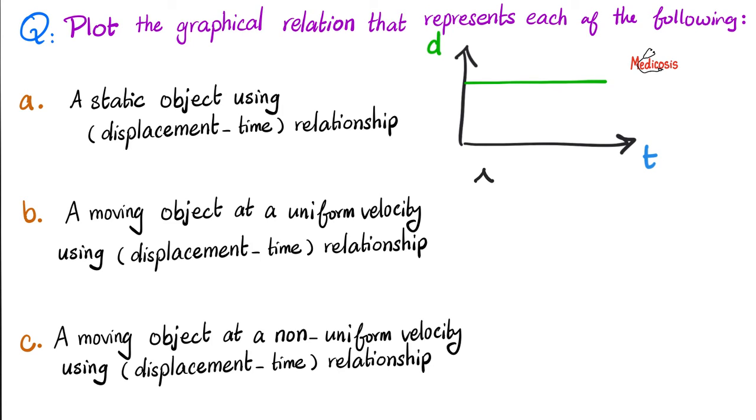Next, we want to plot a moving object at a uniform velocity using displacement over time relationship. Well, it is moving, so the displacement keeps increasing and increasing. And it's moving at a uniform velocity, meaning the line has to be a straight line going up. Why is it going up? Because I'm moving forwards. I am not stationary. Why is it a straight line and not a curved line? It is a straight line because the velocity is uniform. Why is this velocity and not speed? Because this is displacement and not distance.